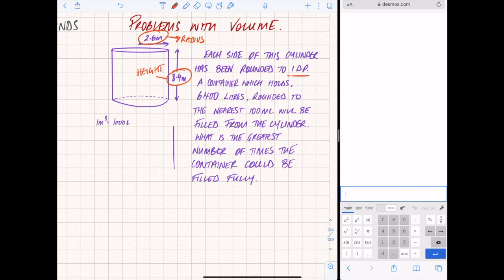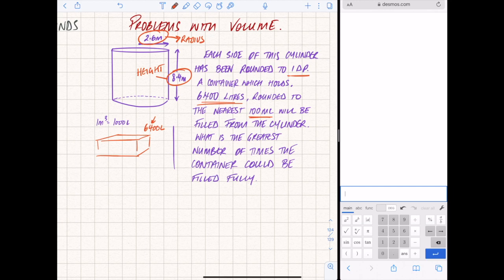So each side of the cylinder has been rounded to one decimal place. A container which holds 6,400 litres, rounded to the nearest 100 millilitres. So there's a separate container that holds 6,400 litres. We don't know what shape that is, but let's just imagine we've got a container like this, and inside that it's 6,400 litres to the nearest 100 millilitres. Right, 100 millilitres is that value there. So we're going to need to be rounding that at some point as well.